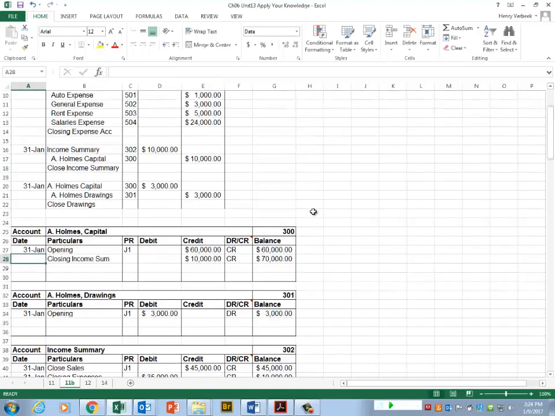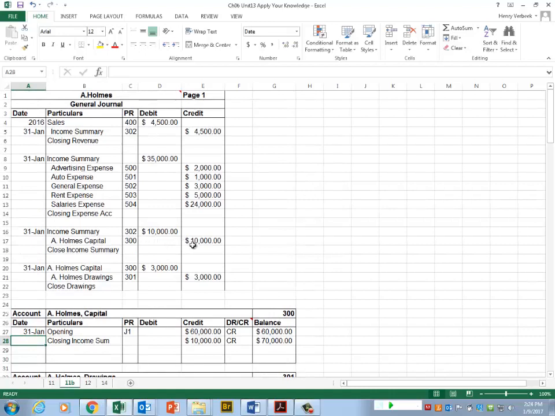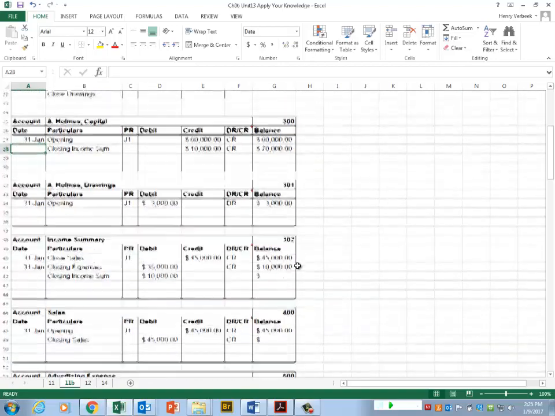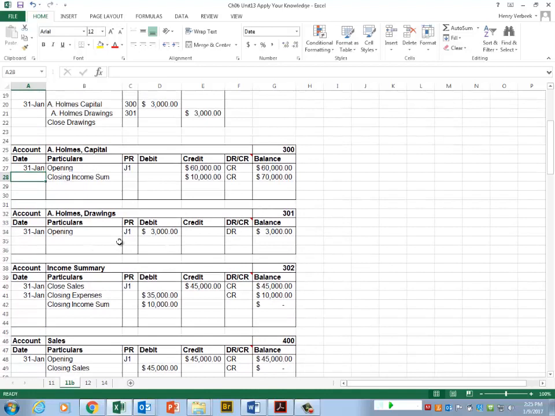Now, that's taken care of. Now we've got the issue of drawings. So we need to get rid of drawings. Drawings is normally a debit, so we have to credit it. We're going to go down to my drawings and credit it with 3,000. We're going to go equals this minus this, enter. And we're going to say closing drawings.